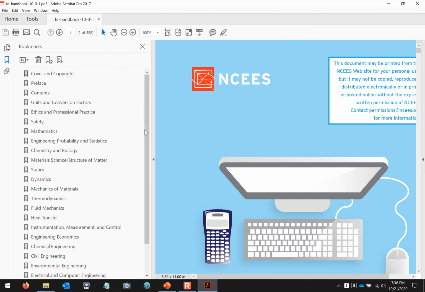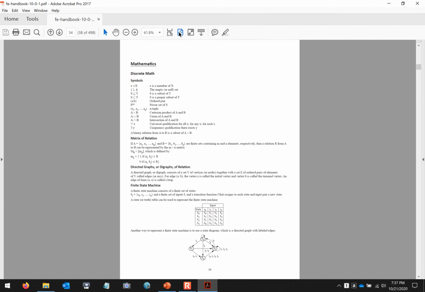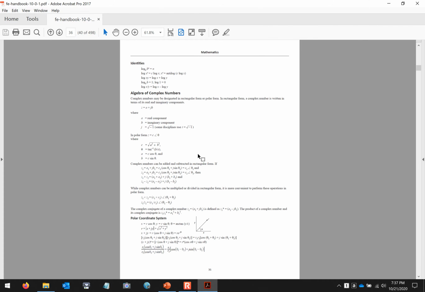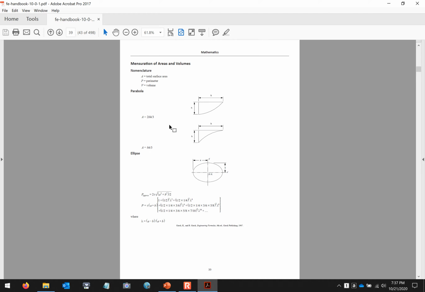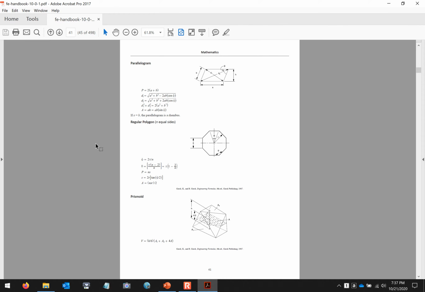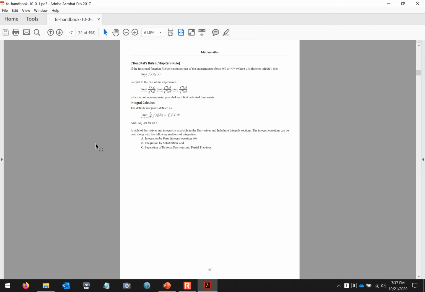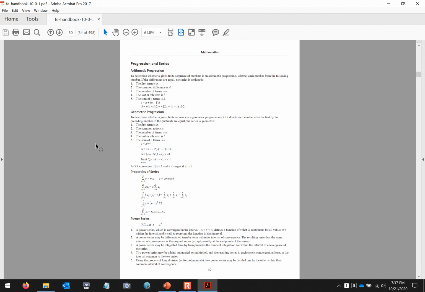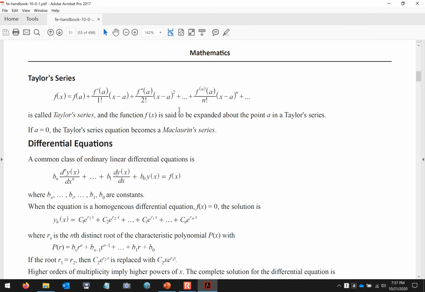So here's the FE reference handbook. Let me go to the math section. We've got discrete math, which you aren't going to really have to worry about. Some basic geometry, logarithms, algebra, trig. Here's your trig identities I was talking about earlier. Areas and volumes. Keep going. Curvature. Derivatives. Okay, differential equations. Let's scroll through this a bit.